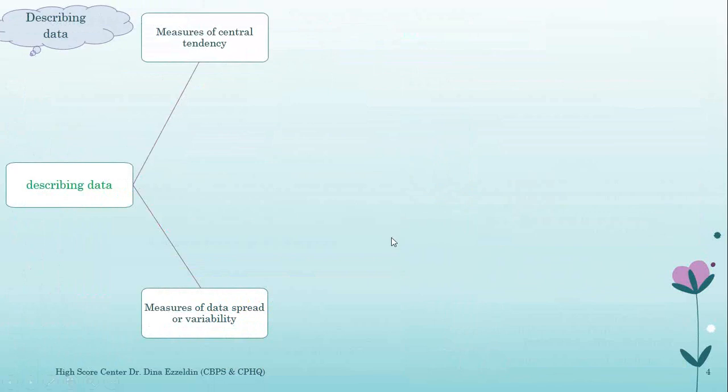Describing the data. In the previous study, we collected the data and described the kind, or the type, of the data. Now we want to describe this data. How to describe this data? By measuring the central tendency, which is the point.